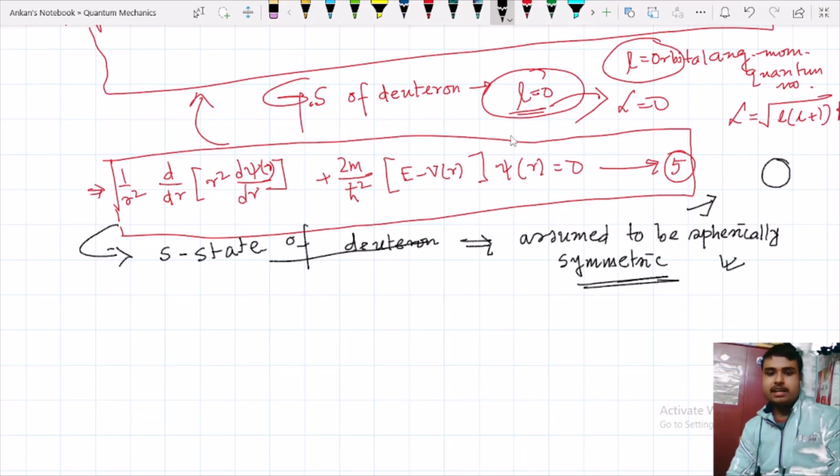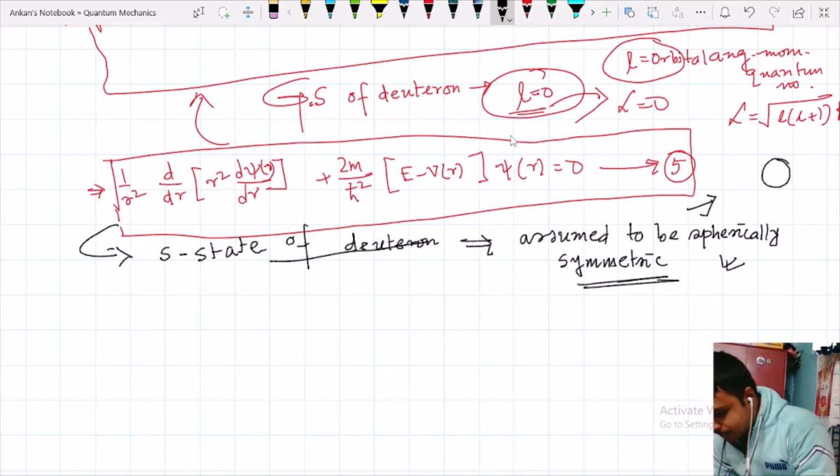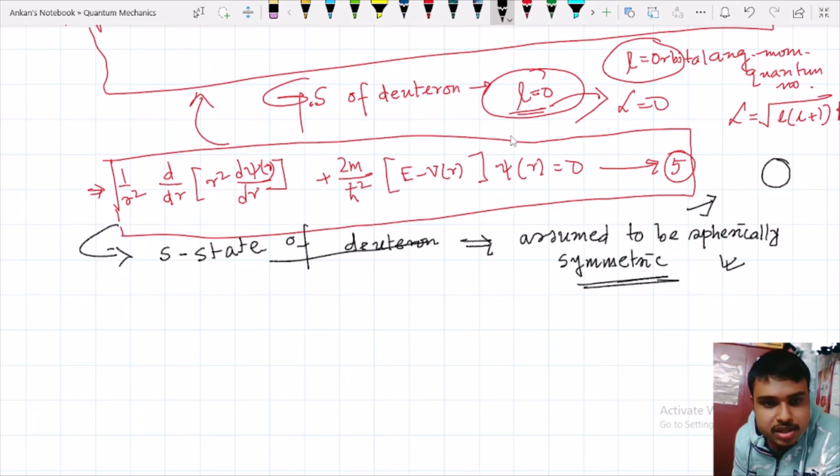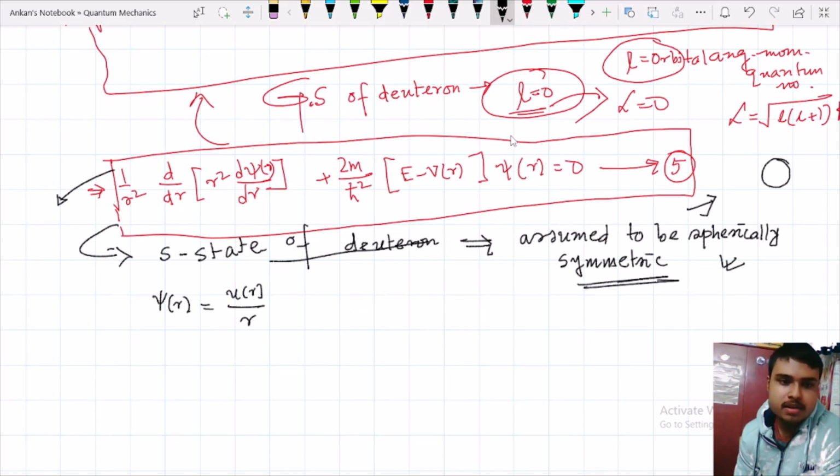So our calculation that the potential is taken only as a function of r is very correct. So now psi(r) is a function of r. It can also be taken as u(r) by r to make the equation 5 very simple. Why have I considered this? Only to modify equation 5 into a simple equation.